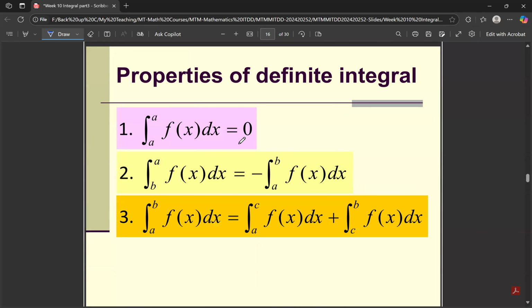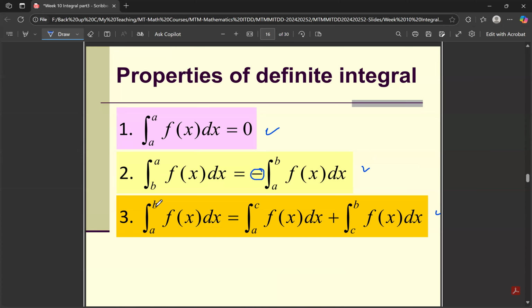Here are some properties of the definite integral. This says that for the same limits, the definite integral result will be zero, and we can swap the lower and upper limits, but the result differs by a minus sign.